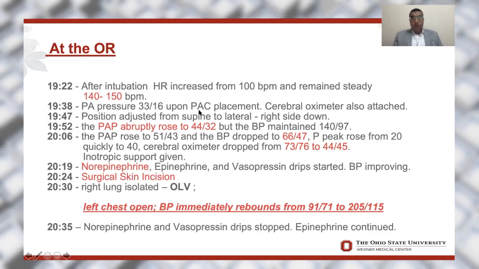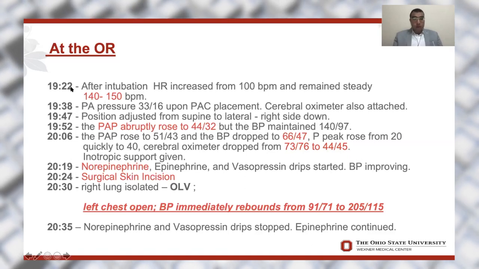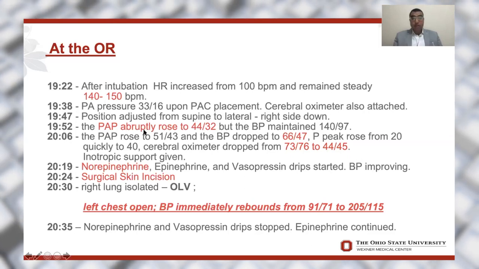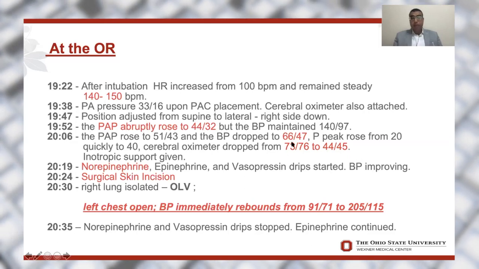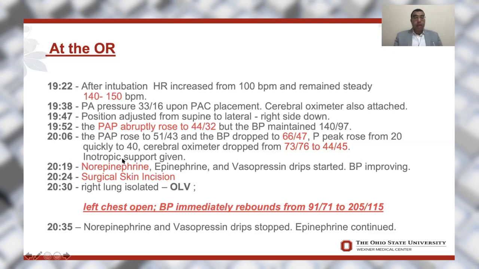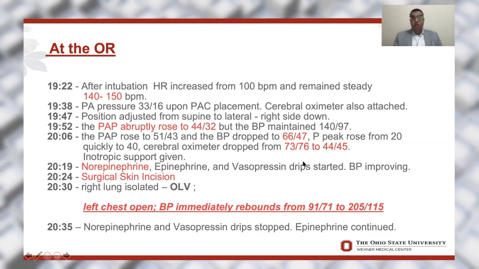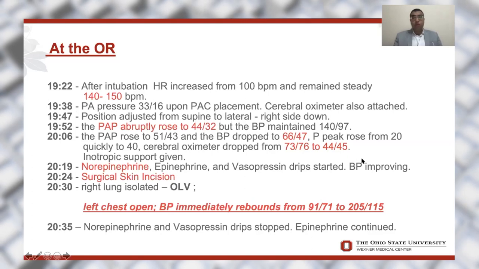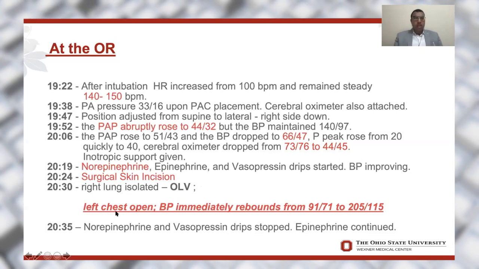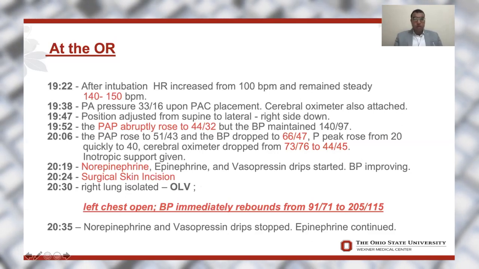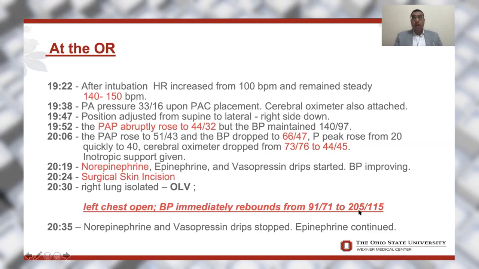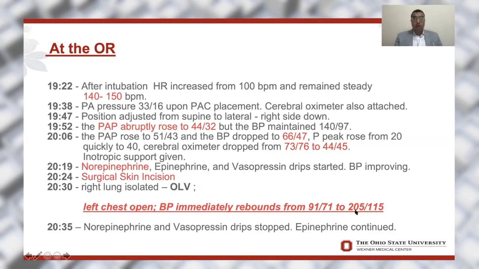They put in the pulmonary arterial catheter. And after about, you can see here, about 30 minutes, the pulmonary arterial pressure increased. Then in 10 minutes, the blood pressure decreased to 60 over 40. There is a frank shock. They pushed norepinephrine, epinephrine, vasopressin, the blood pressure improved, but still low. Thanks to Allah, they made a surgical skin incision. Just after opening the left chest, this patient was a left lung transplant, the blood pressure rebounded to 200 over 100 mmHg.